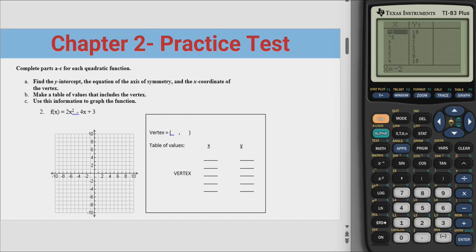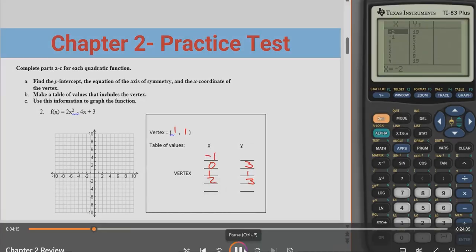Right, I'm scrolling in the data to find where the data is symmetrical. I see that vertex on my table of 1, 1. That's the point that has no match. And then I see 0, 3, 2, 3. And then I have points again at -1, 9, and 3, 9. So then I'm going to use these points to go ahead and graph my data.